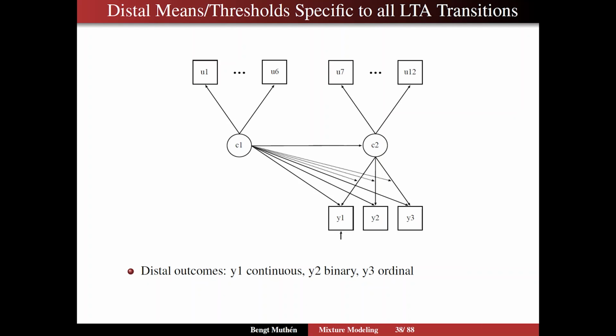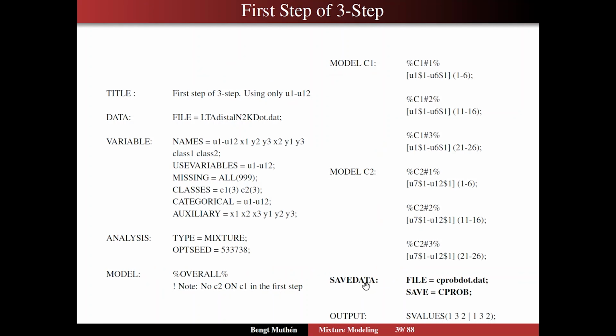That's true, but we may want to explicitly say this for the following reason that I will make clear on the next slide. This is a new data set here with the distal outcomes. Y1 is continuous, Y2 binary, Y3 ordinal. I call it LTA distal N to K dot on slide 39. So we do 3-step here. We mix things up a little bit, varying the 3-step with 2-step and BCH.